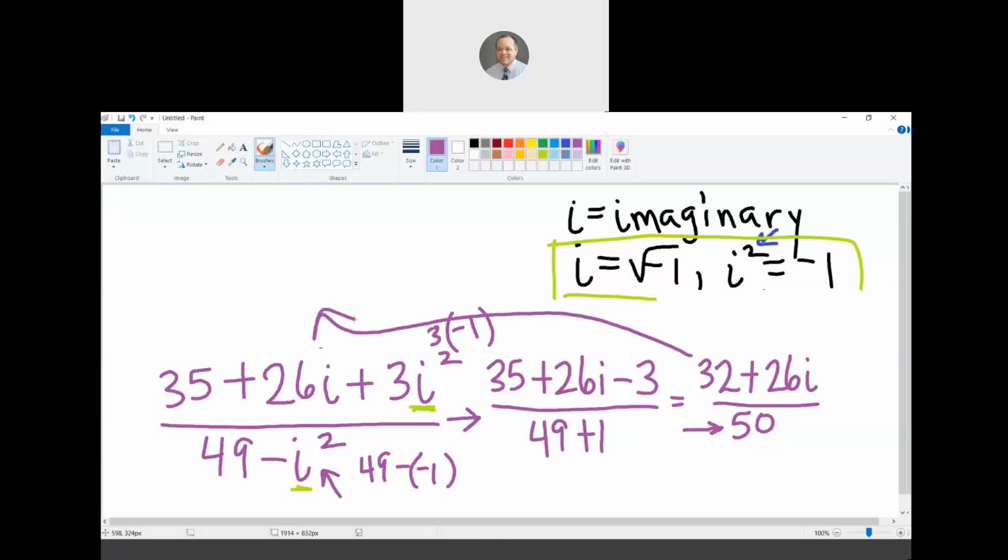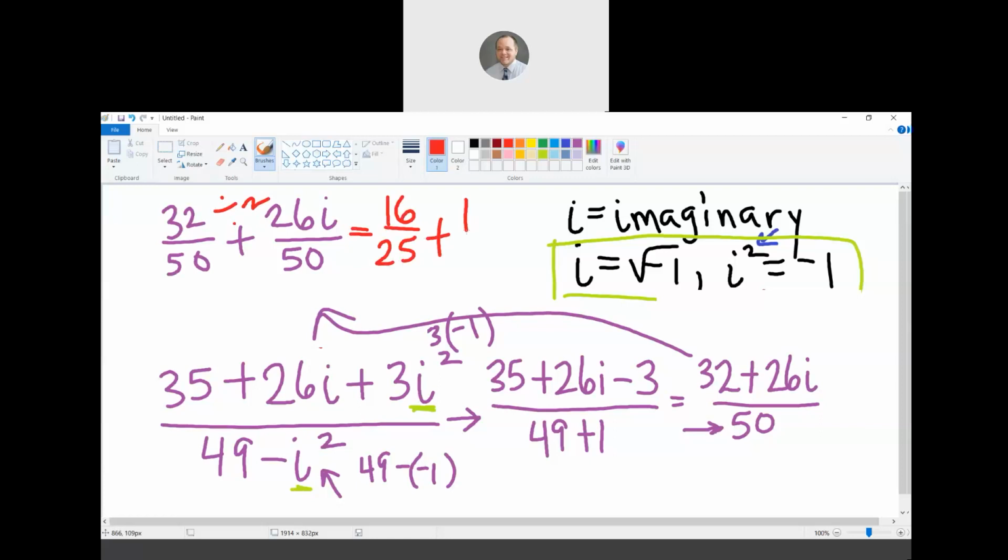So up here we have 32 over 50 plus 26i over 50. And simplify each fraction by dividing each number by 2. So our final answer in standard form now is 16 over 25 plus 13i over 25.